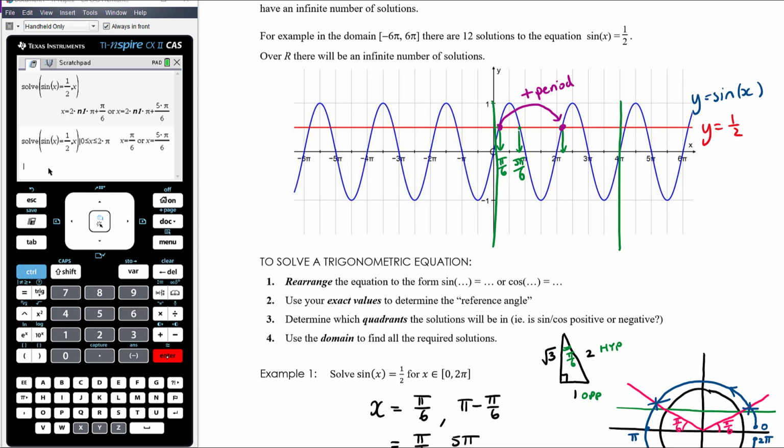In this case, the period is 2 pi. So pi on 6 plus 2 pi, pi on 6 plus 12 pi on 6, gives me 13 pi on 6. This solution here is just the solution in the first quadrant plus a period. So 5 pi on 6 plus 12 pi on 6, which is 2 pi, gives me 17 pi on 6. So that's where those next two solutions come from. And then we can add a period again, add a period again to get to the next pair if we need to.